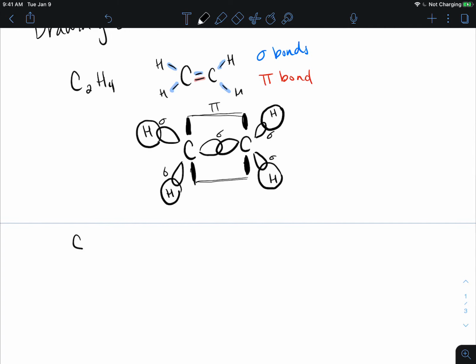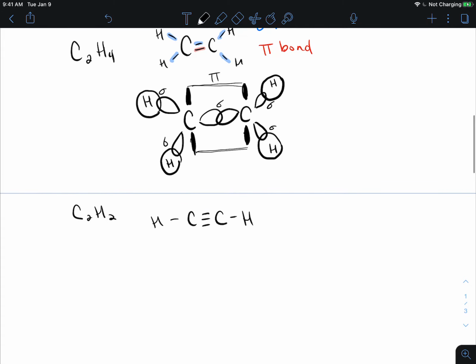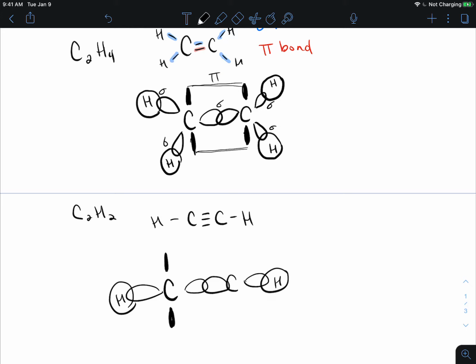Then we could look at something like C2H2, something that has a triple bond. And again, we still have this direct overlap. Like so. We have one of our pi bonds, and then 90 degrees away from that is our other one. Like so.